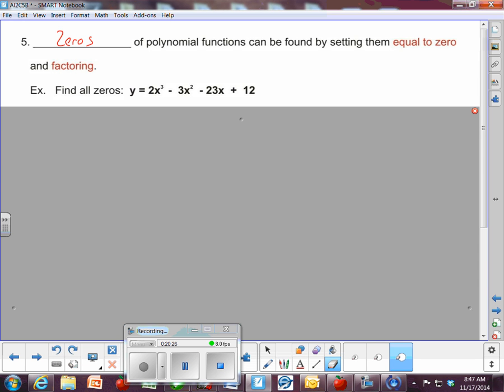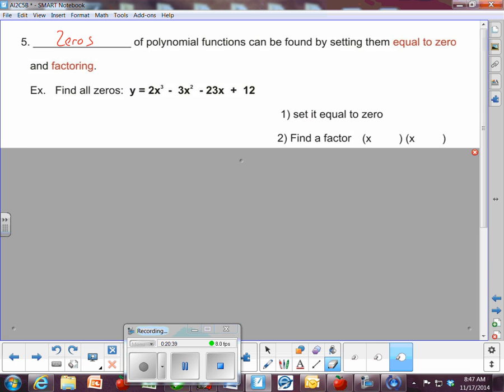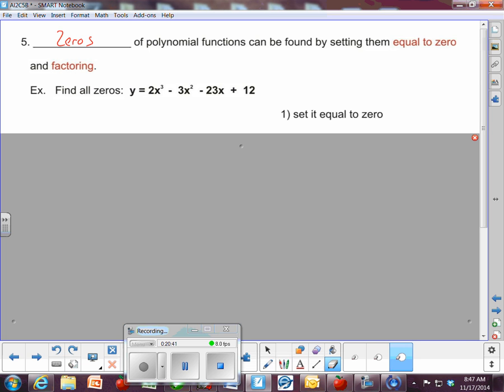All right, so this procedure solves an equation. Again, you'd set it equal to 0 and solve, or it finds the zeros of a function if you set it equal to 0 and solve. And so that's what we're going to do on this one. So set it equal to 0. Piece of cake, right? We're just going to stick a 0 in where the y is. And we have 0 equals 2x cubed minus 3x squared minus 23x plus 12.